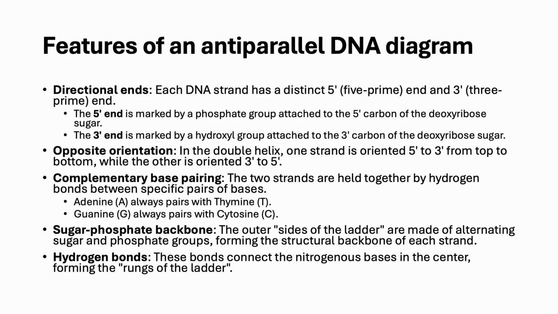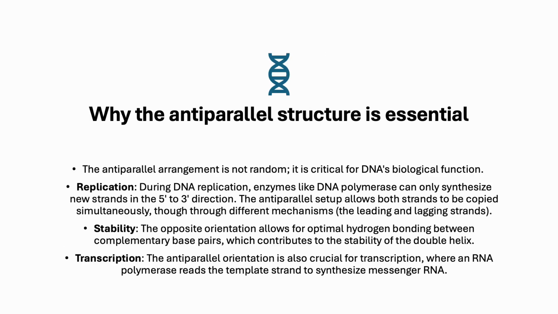Why do you think antiparallel DNA is important? Because during replication, enzymes like DNA polymerase can only synthesize a new strand in the 5 to 3 prime direction. So the antiparallel setup allows both strands to be copied simultaneously, though through different mechanisms. So you'll have the leading strand, which goes 5 to 3, the normal required direction. Then you'll have the lagging strand.